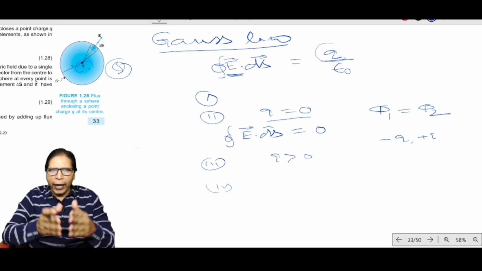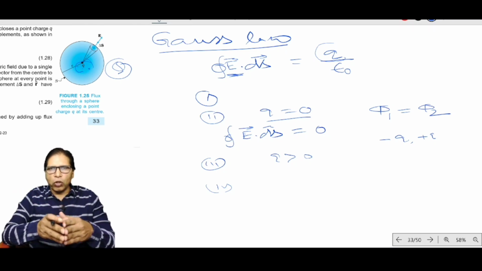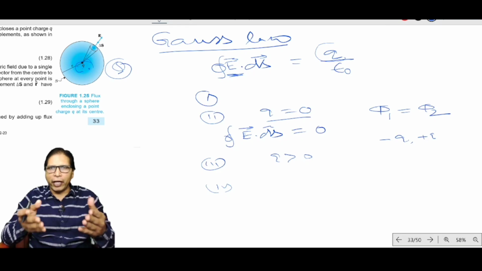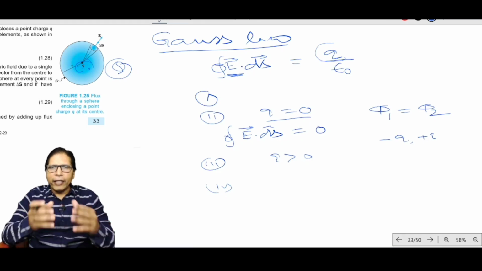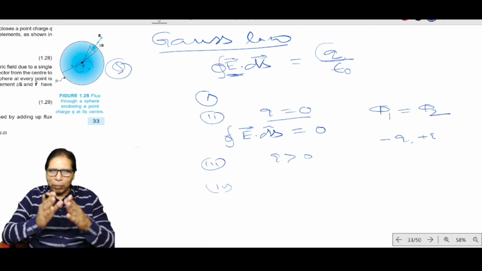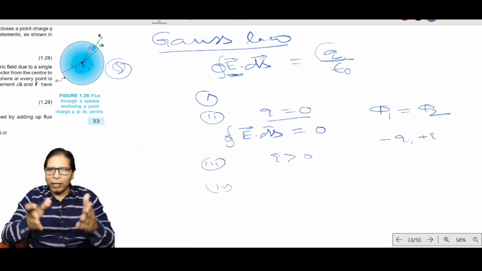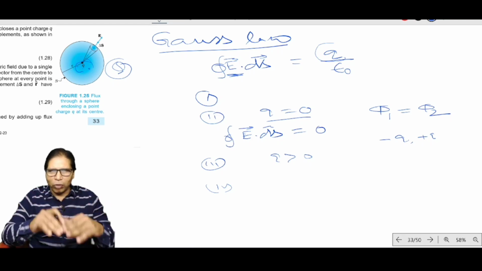Now Gauss law and Coulomb's law are both applicable for discrete as well as continuous distributions of charge, but the use of Gauss law is more advantageous than that of Coulomb's law. Again, Coulomb's law is applicable only for stationary charge, but Gauss law is applicable for both stationary and moving charge. So Gauss law is more fundamental than Coulomb's law.